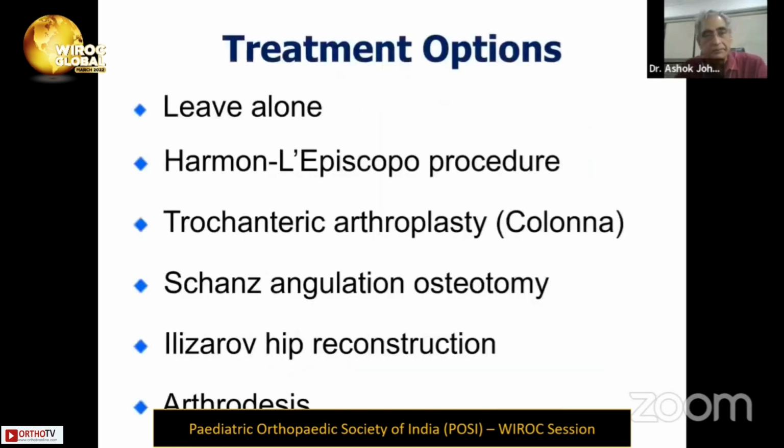You could leave the patient alone. If the lurch is not much, you could leave the patient alone if his range of motion is good. Or you can do one of the trochanteric arthroplasties. Different trochanteric arthroplasties have been described, and these can be done. Or one can do a pelvic support osteotomy of the Shanmugasundaram or the Ilizarov variety. Arthrodesis is not commonly practiced, but has been listed as one of the options in the older literature.